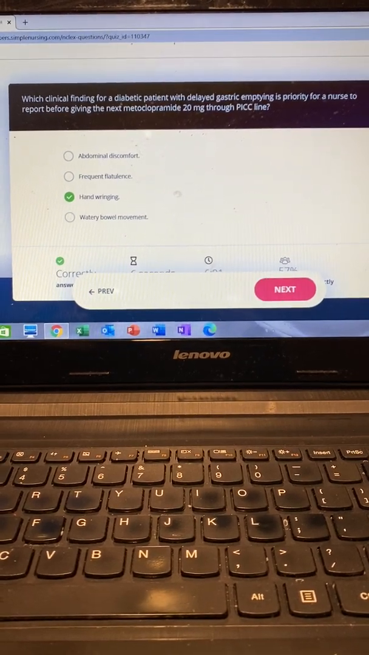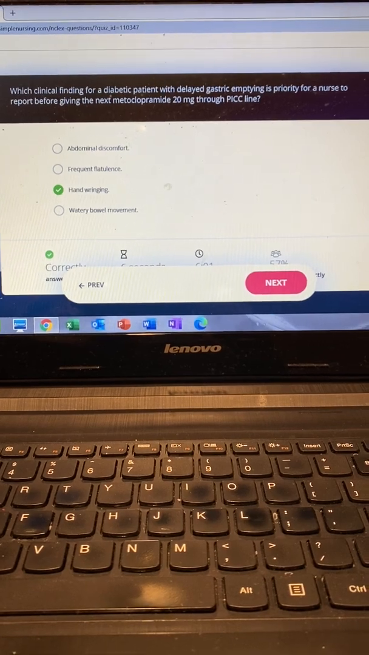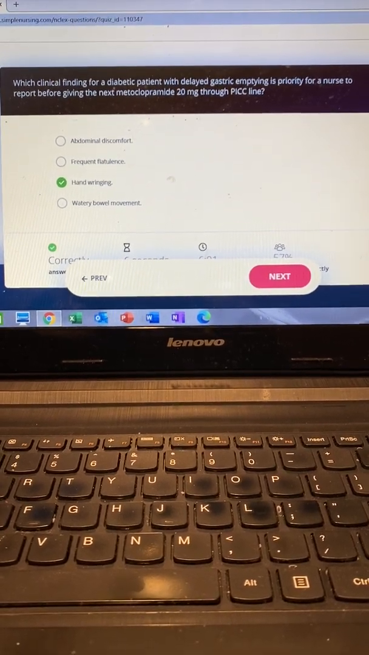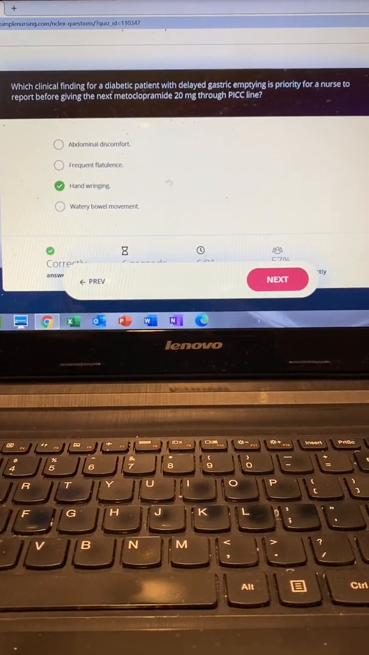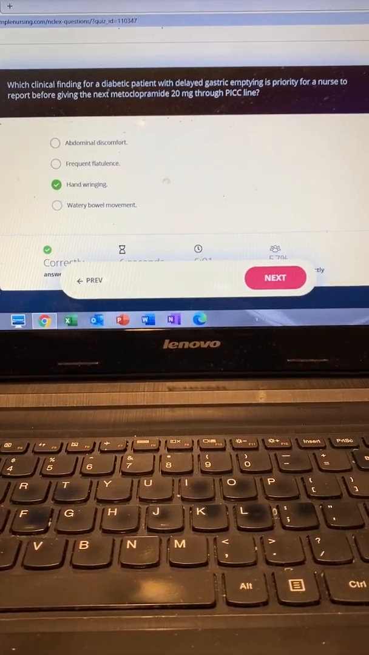So option number 1 is incorrect. Abdominal discomfort is expected. It's technically a side effect of this medication. And option number 2 is pretty close, but it's incorrect here. So flatulence is an expected side effect here.